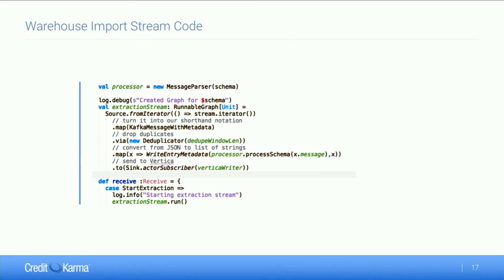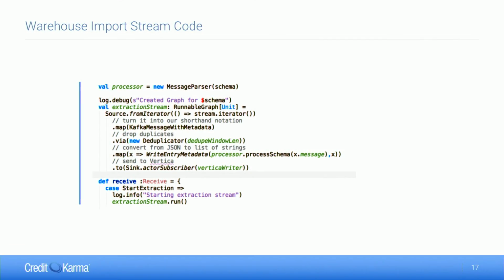Let's take a look at the code. And so what was a fairly complicated actor system before is now 10 lines of code that all plugs in and can be compiled. And you can be assured of the type correctness at that point. So we start at the top. We create a message parser. We mostly just converted that actor into an object that we leverage here in a map, but we provide the schema for the Vertica topic.